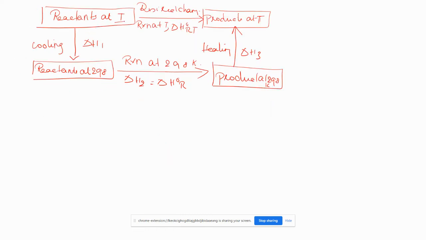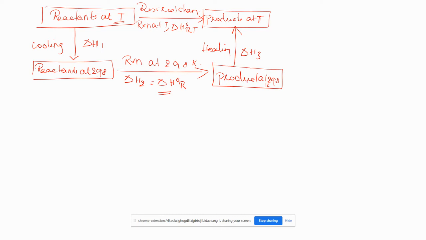Now first, the reactants at T, what is our consideration? First we are cooling the temperature, and the enthalpy change corresponding to this is del H1. From T the temperature has been reduced to 298 Kelvin. Now the reaction will be taking place at 298 Kelvin only, and the enthalpy change is del H2. Since 298 Kelvin is the standard condition, we are taking it as del H0 R.